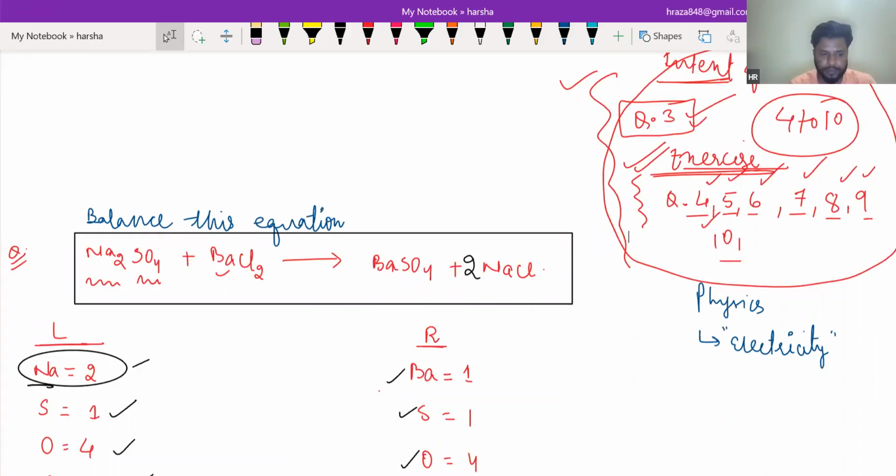NCERT exercise? Yes, sir. Okay, if you have any doubt in the exercise, please send it. Please send the question number in the chat box.